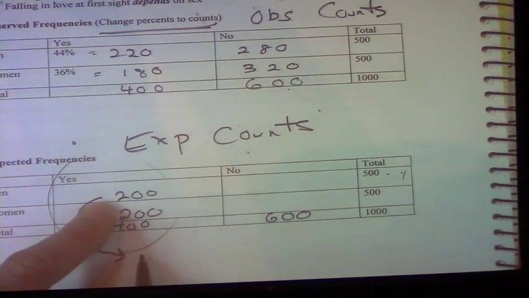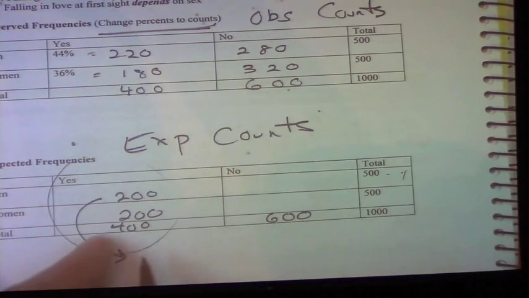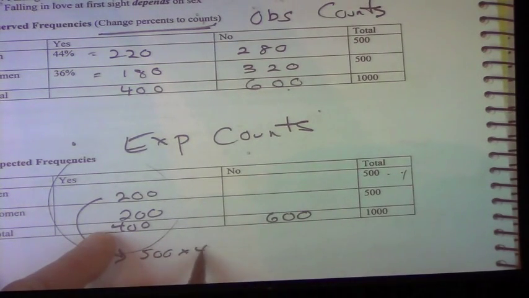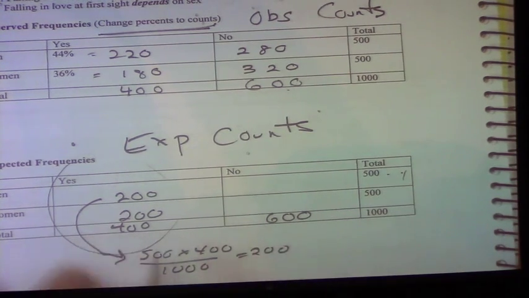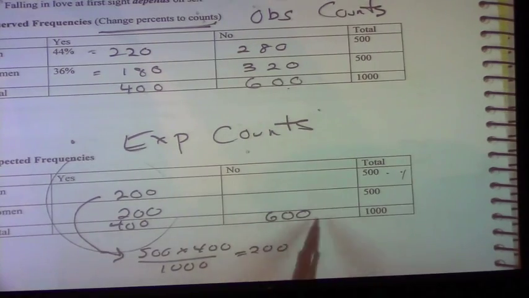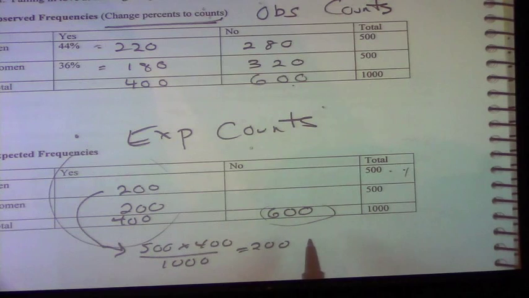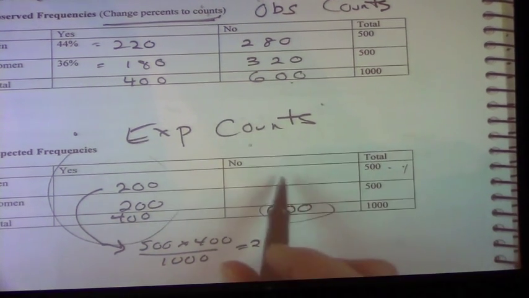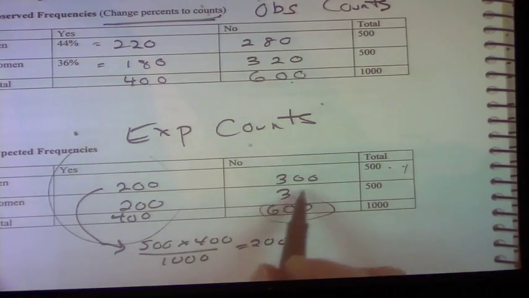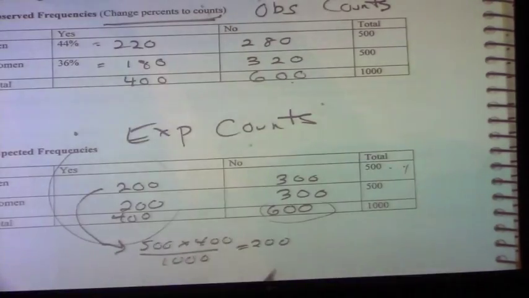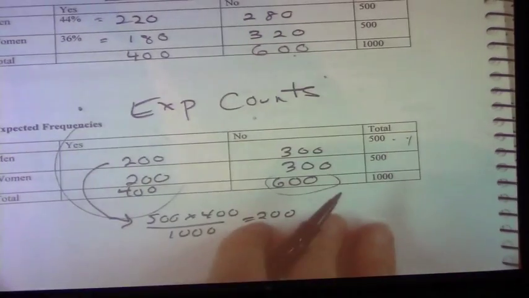And if you didn't see that and wanted to get it, you would take 500 times 400 over 1,000, and you get 200. So you could do it that way too. But intuitively, since there's a 50-50 split here, how do you think this should be split? 300 and 300. And now we have our expected. So this was very easy to get.